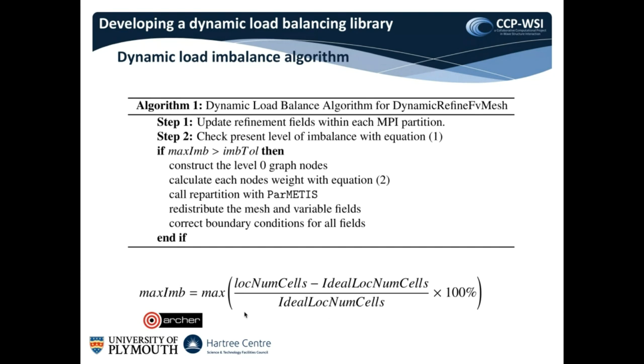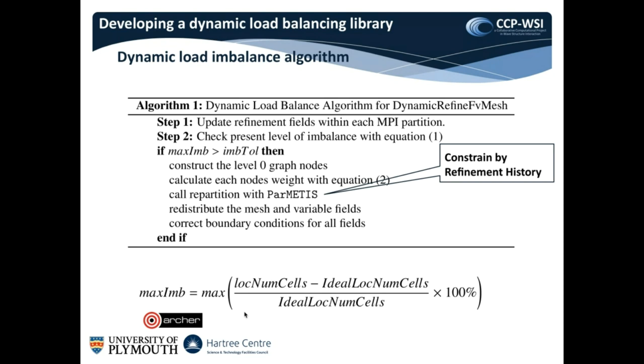So what you need to do during load balancing is construct the level zero graph nodes. It's basically your original mesh. And then calculate each node's weight with equation two. And then after that, you decide you're going to repartition. So you call repartition with ParMETIS. And here you need to remember that when you repartition, each partition should have the whole history of refinement.